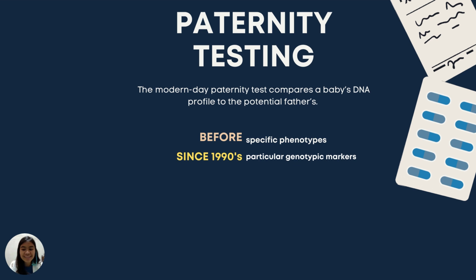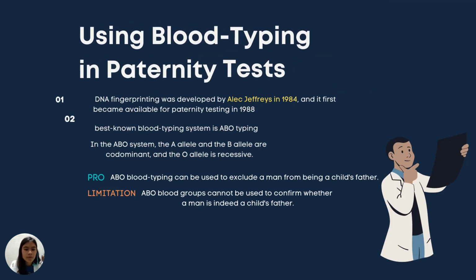Thus, since the 1990s, the more common approach has been to consider the presence of particular genotypic markers. We are going to discuss further about these genotypic markers as we go on with our presentation. They are used when attempting to establish fatherhood, and in a handful of cases, motherhood. So before, it was the specific phenotypes, and since the 1990s, they are using information about these particular genotypic markers. Next, we are going to see the use of blood types in paternity tests.